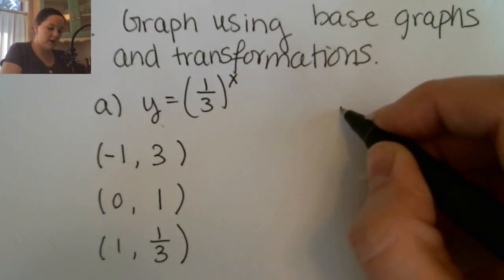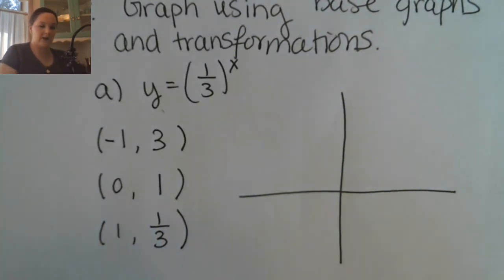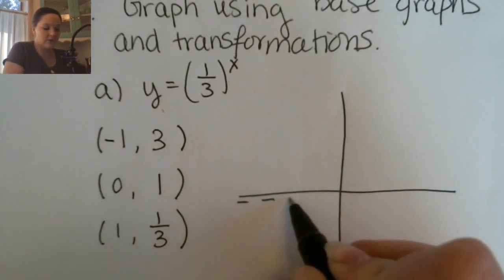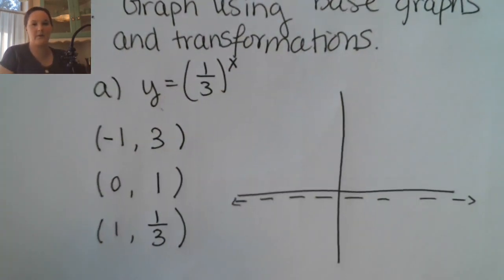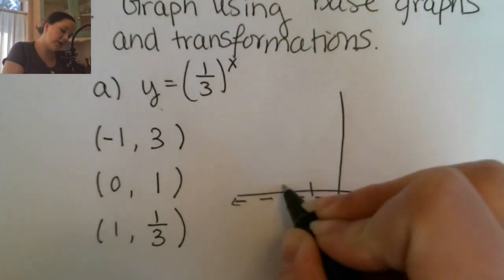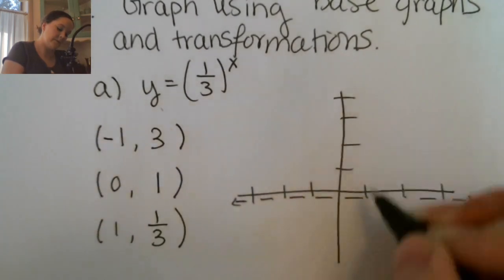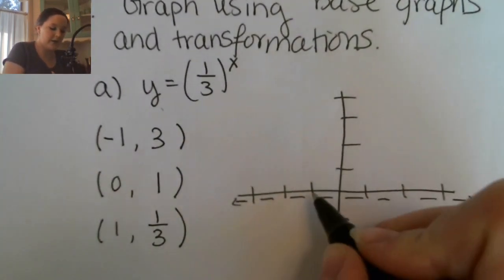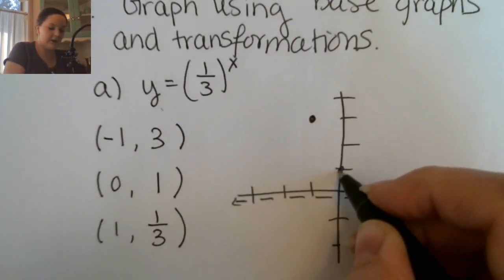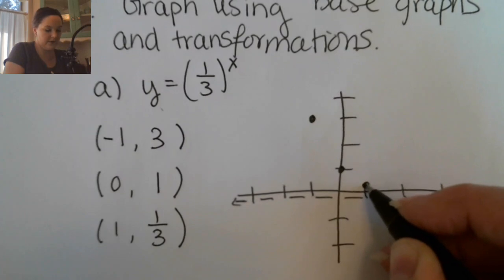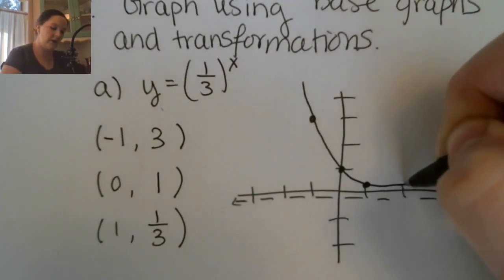Now we're going to graph those, and we're going to see what our graph looks like. We're going to draw in our dotted line on the axis. That's in all of the base graphs, and then we're going to draw our key points: (-1, 3), (0, 1), and (1, 1/3). Then we're going to draw in the shape of our graph.